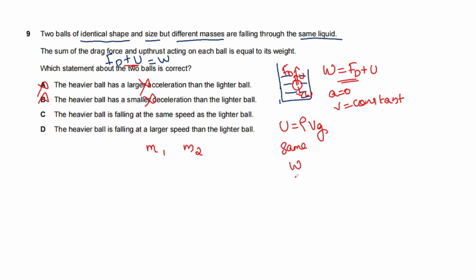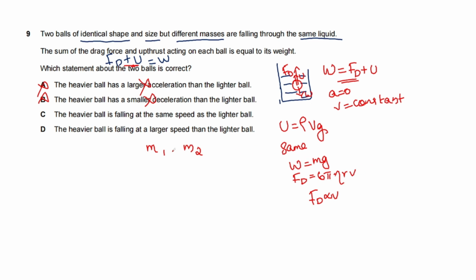But the weight and the drag force are not. The weight is mass times g, so it depends upon the mass of the object. So obviously the heavier ball would have more weight, right? Then the drag force, which has an equation of 6 pi eta rv, is directly proportional to the speed. If the speed is more, the drag force would also be more, right?